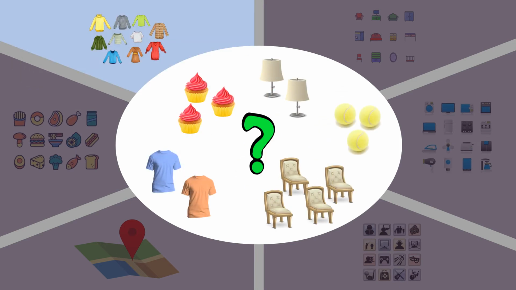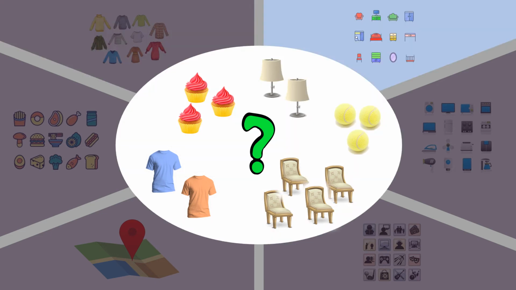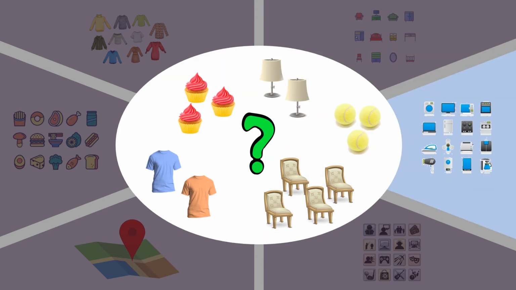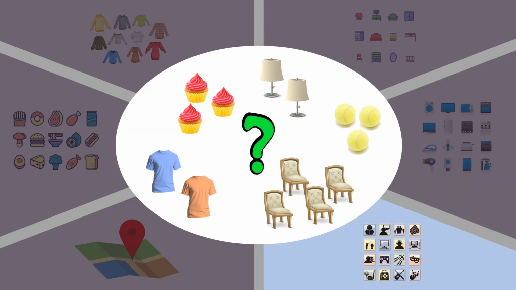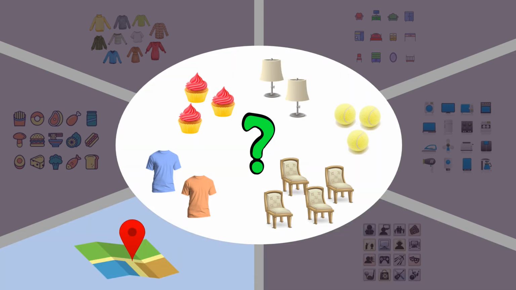Are there any clothes? Yeah, there are 2 t-shirts. Is there any furniture? Yeah, there are 4 chairs. Is there anything electrical? Yeah, there are 2 lamps. Is there anything to do with hobbies? Yeah, there are 3 balls.